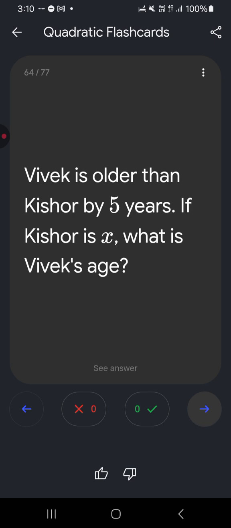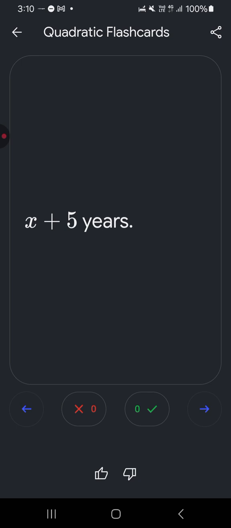Vivek is older than Kishore by 5 years. If Kishore is x, what is Vivek's age? The answer is x plus 5 years.